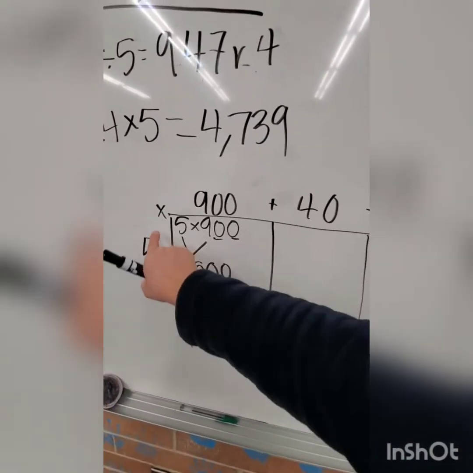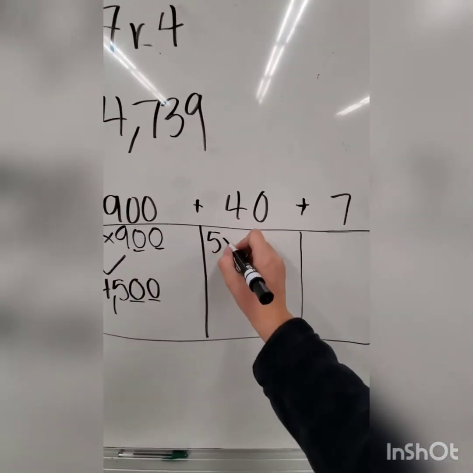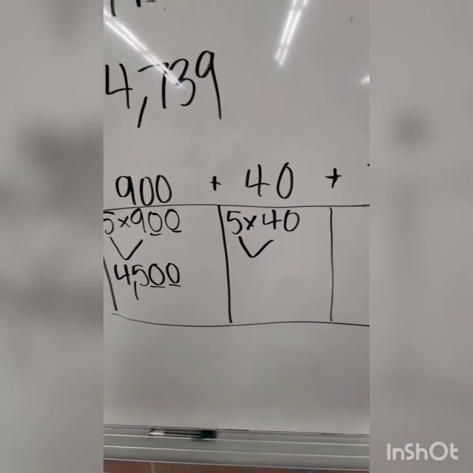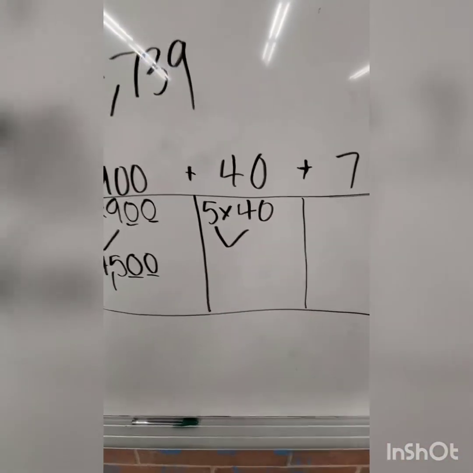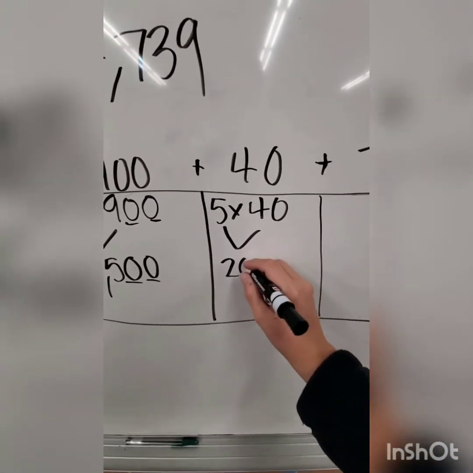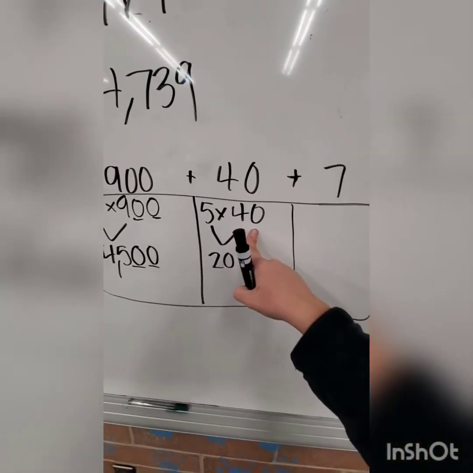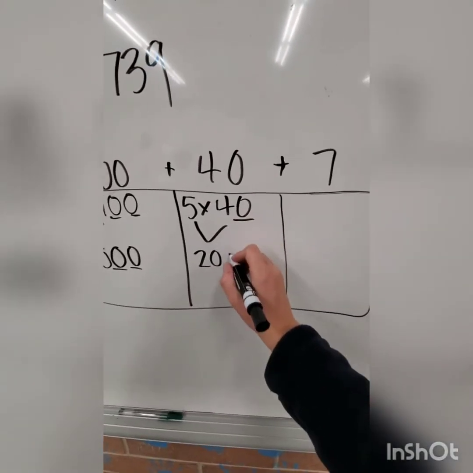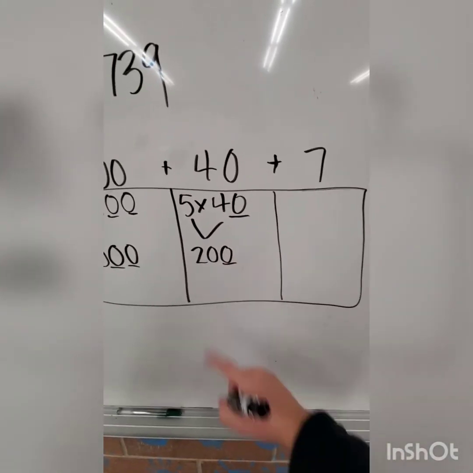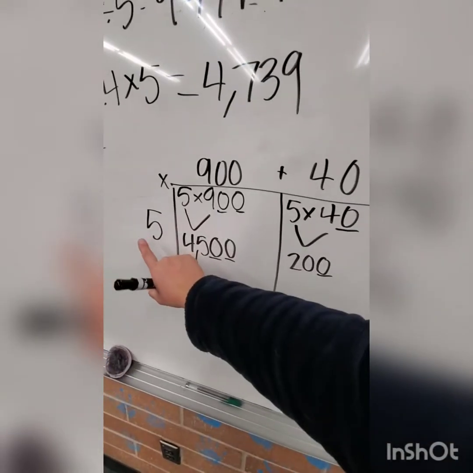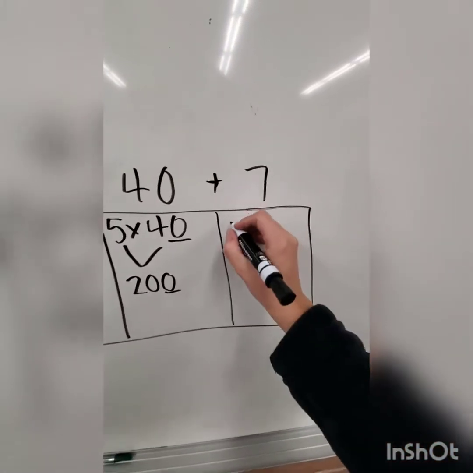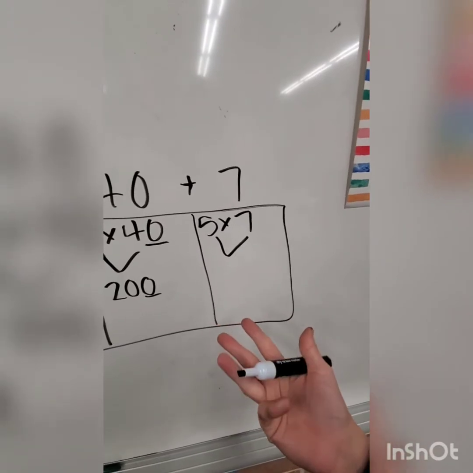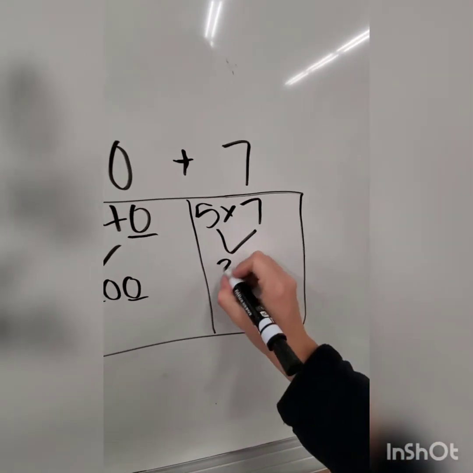Then I do 5 times 40, and I go, 5 times 4, I go 5, 10, 15, 20. But I see I have to make it 10 times greater. I have to shift it over 1 place value. So it needs another 0 there, and it's 200. Then I have to do 5 times 7. So 5, 10, 15, 20, 25, 30, 35.